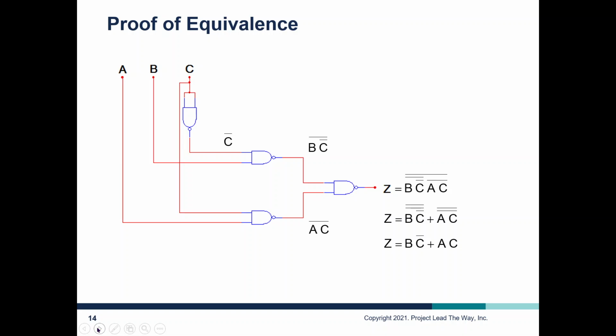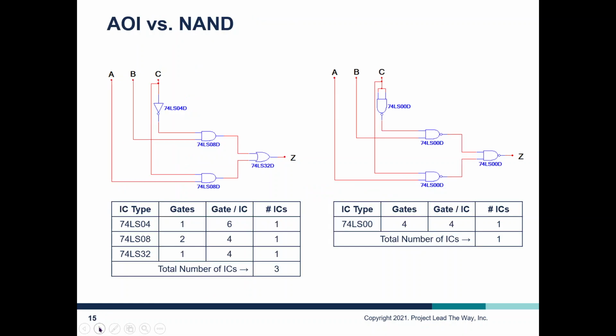Okay. Here's proof of equivalence, where we go through the math and prove that the 2 are equivalent to each other. And this is the whole reason. Right here's the reason. So in our AOI implementation, we had 1, 2, 3, 4 gates.